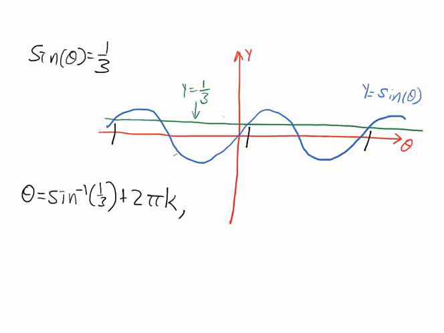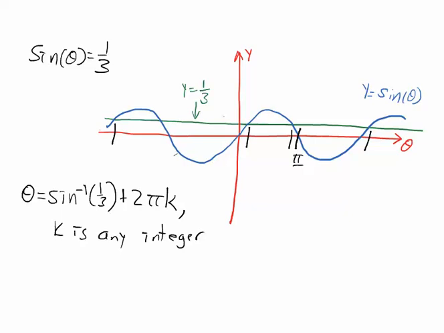So one way of expressing that is to say that theta could be sine inverse of 1/3 plus 2 pi times k, where k is any integer, positive, negative, or 0. But that's still not all of the solutions. Notice we skipped some. For example, we skipped this one right here. How can we find the value of this solution? Well, now you want to use the symmetry of the sine function. Notice that this y-intercept on the graph of y equals sine theta occurs at the value pi.